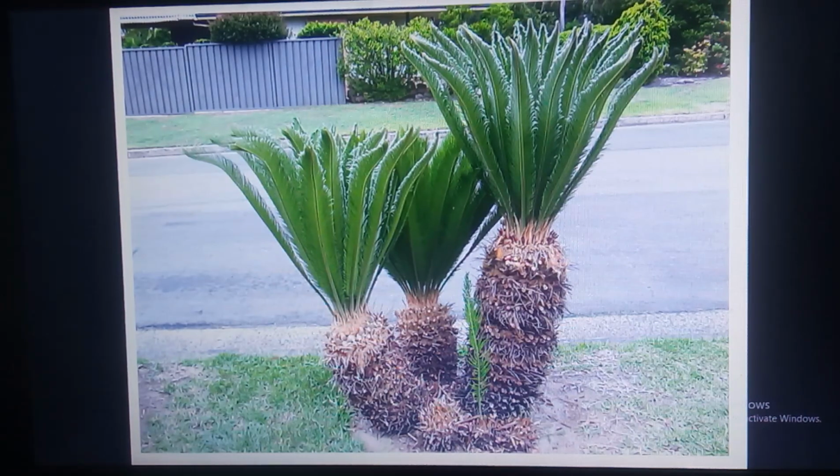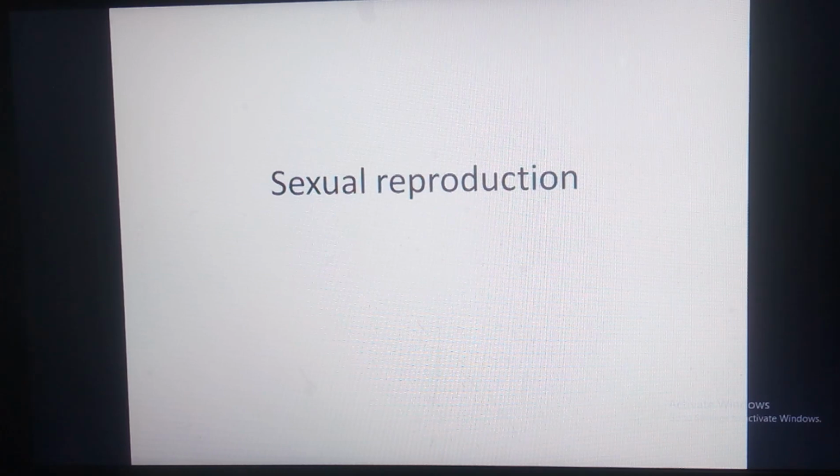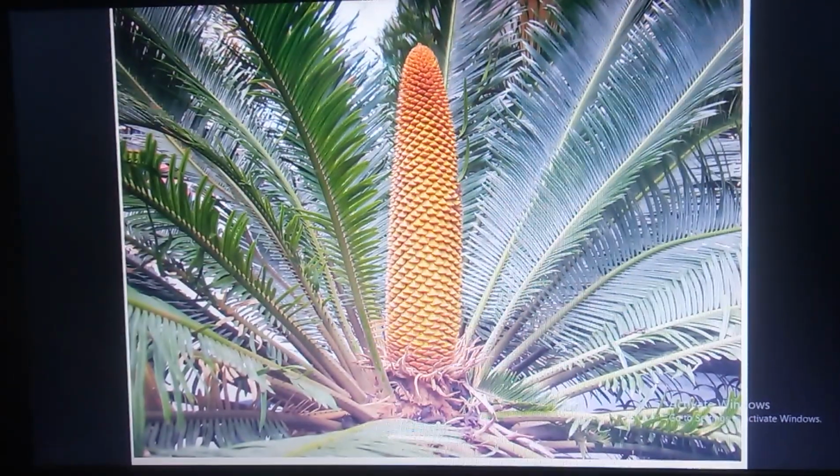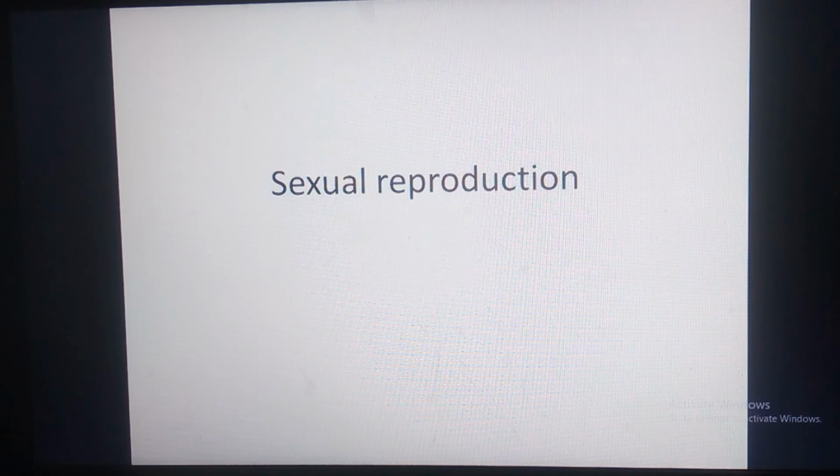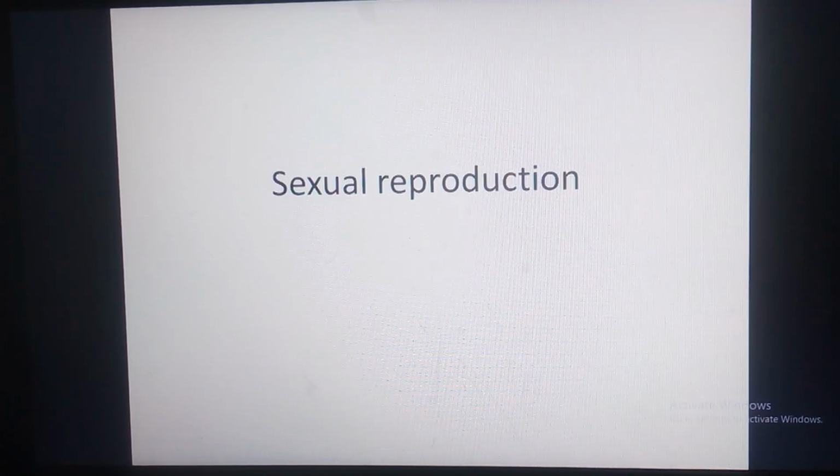So the next type of reproduction which we find in Cycas is sexual reproduction. As I've already mentioned, Cycas is strictly a dioecious plant, meaning the male and the female organs are produced on separate plants. The plant of Cycas is heterosporous, meaning it produces two kinds of spores, that is the male microspore and the female megaspore.